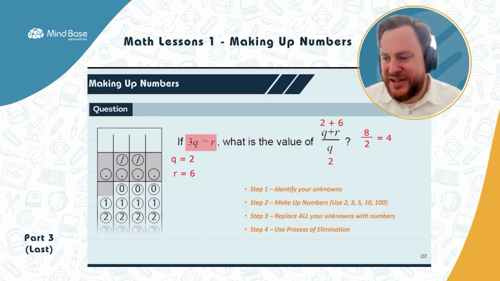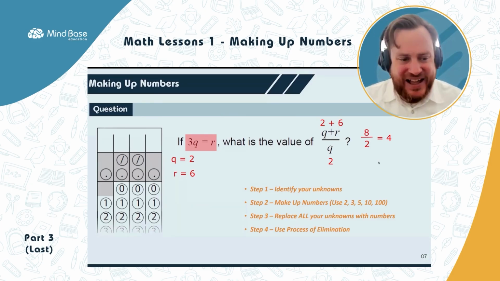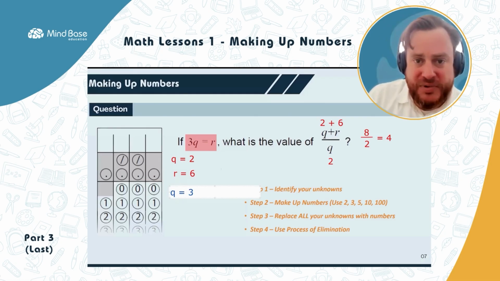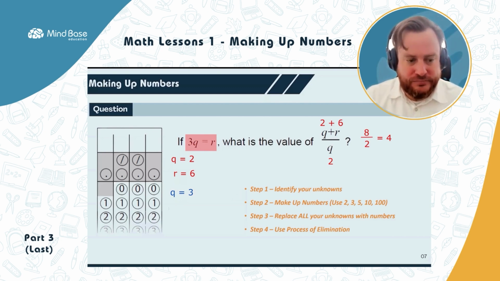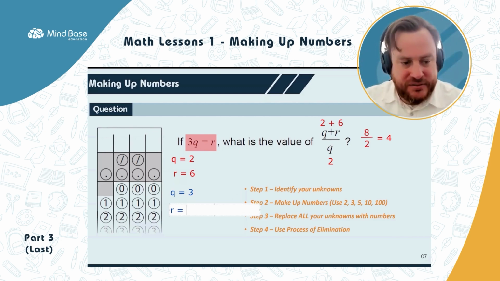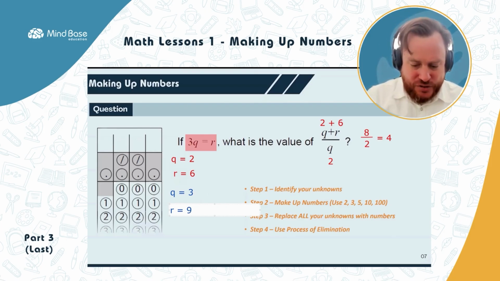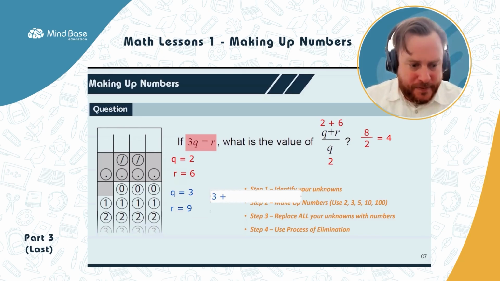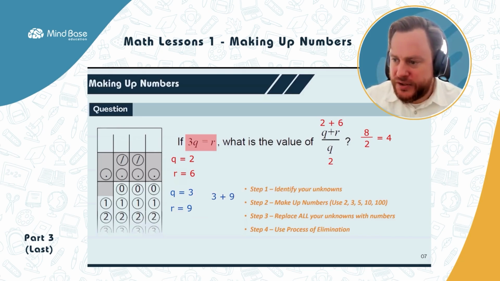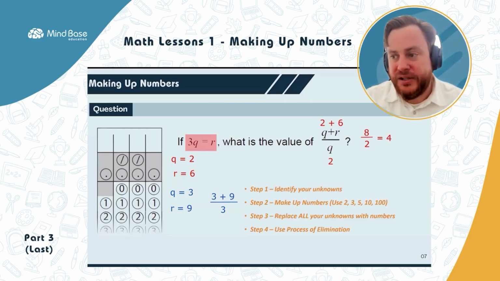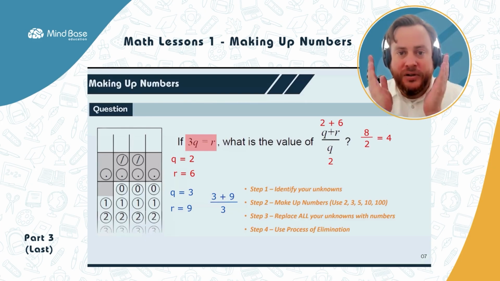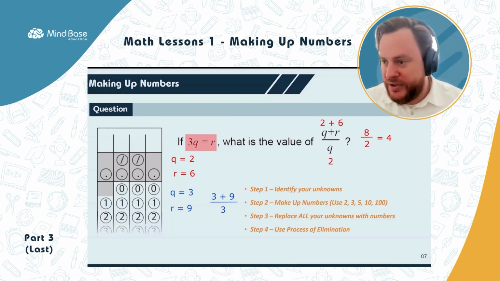Now, wait a minute. I hear some of you saying, wait a minute, that can't happen every time, right? What if q is 3? What would be the value of r? R would be 9, right? 3 times 3 is 9. So now let's do it again. What's the value of q plus r over q? What do we get? 3 plus 9 is 12. 12 over 3 is 4.